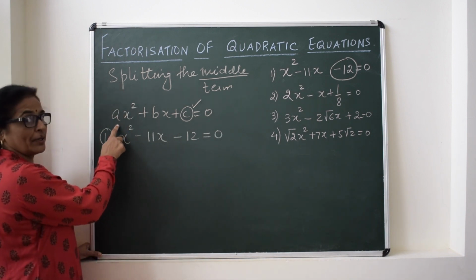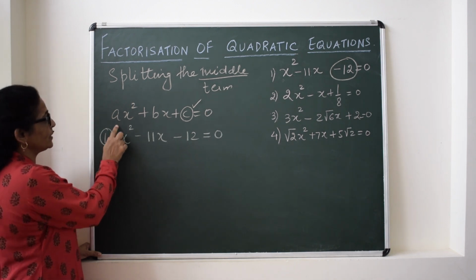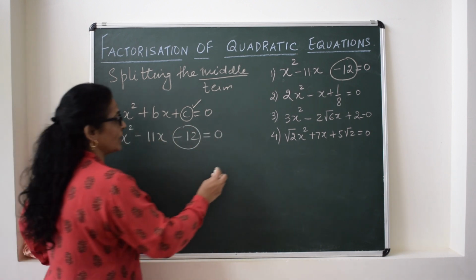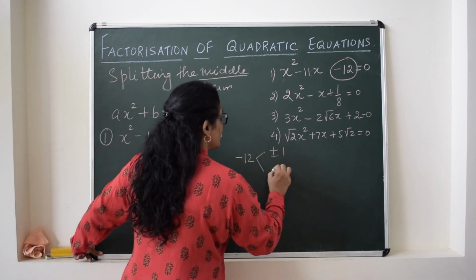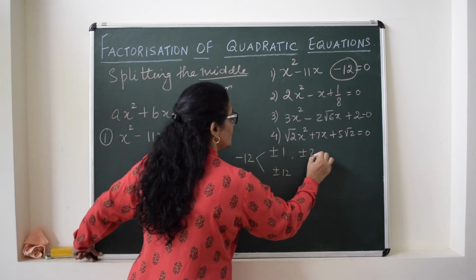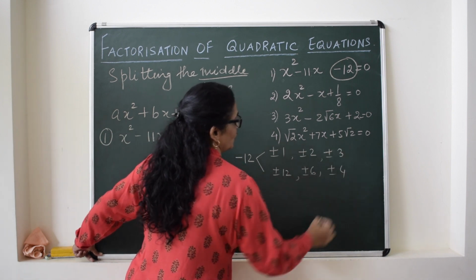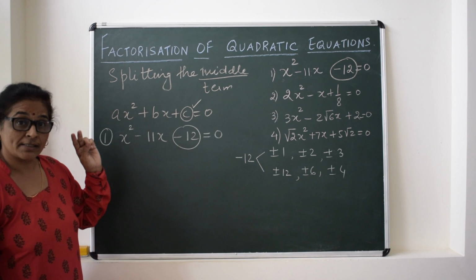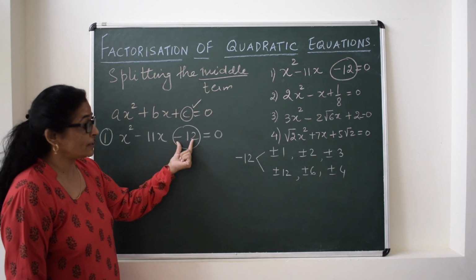This equation we will compare with the standard form and we will see the coefficient of x square is 1. So we will concentrate on this c, that is minus 12. Now let's see the factors of minus 12. They are plus minus 1, plus minus 12. We will see in the combinations. Plus minus 2, plus minus 6, plus minus 3 and plus minus 4. We have to choose two factors of minus 12 such that their sum is equal to minus 11, that is the coefficient of the middle term, and the product is minus 12.